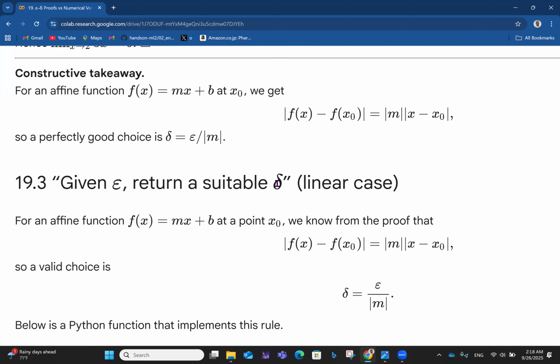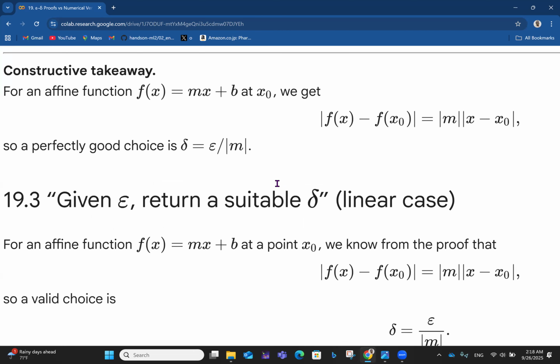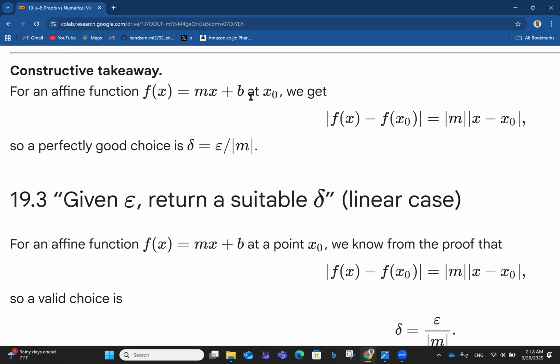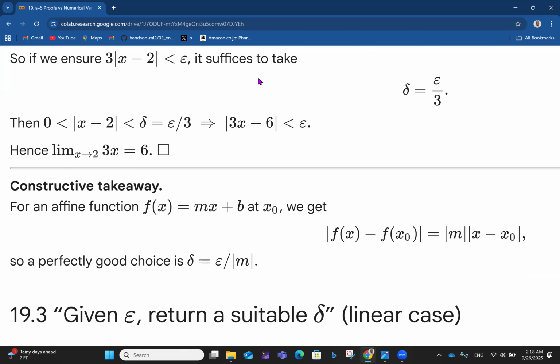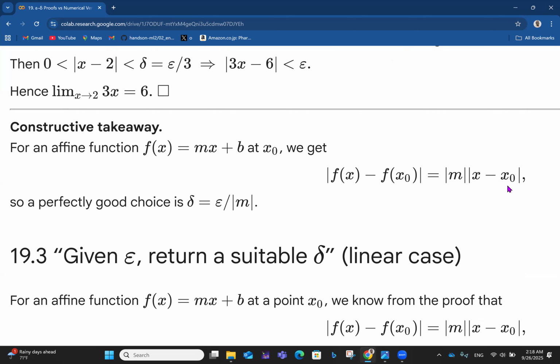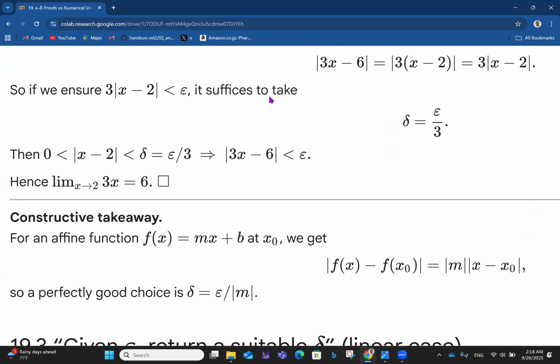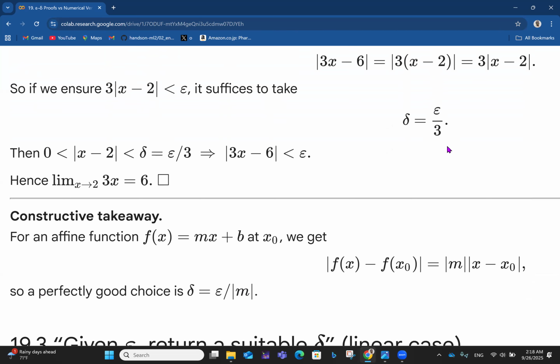So the constructive takeaway we get from here is that for an affine function, say f of x equals mx plus b at x naught, we get the absolute value of f of x minus f of x naught to be equal to absolute value of m into x minus x naught. Just like how we got 3 into x minus 2 up here. So you have absolute value of m into x minus x naught. So a perfectly good choice will be delta equals epsilon over absolute value of m, just like the epsilon over 3 here. So the absolute value of m here is absolute value of 3, which is simply 3.